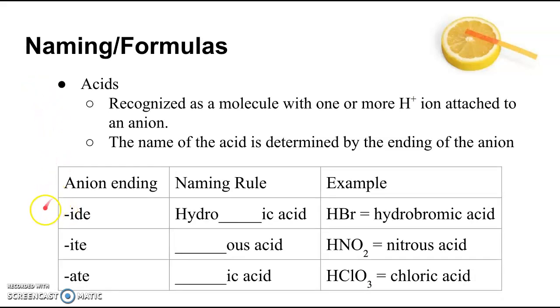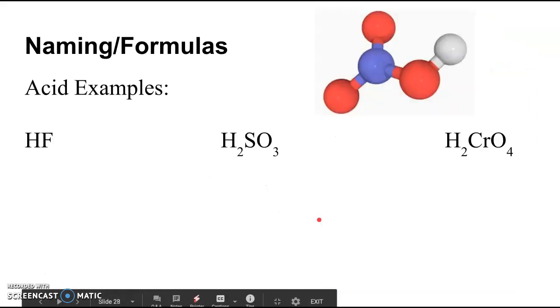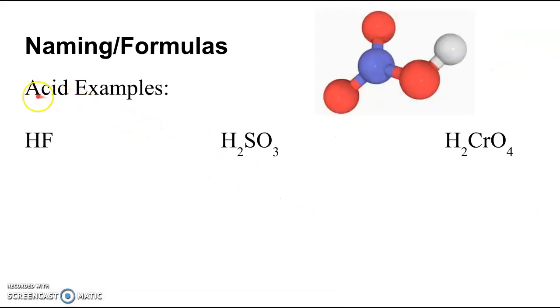So here's the 3 rules down here. So there's 3 possibilities of how the anion ends, and this is the naming rule. And what goes in the blank is the root of the name of the anion. So here's some examples right here. So we'll practice this a little bit.